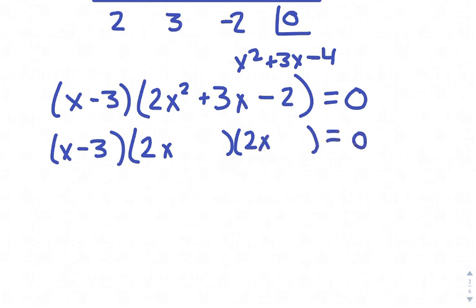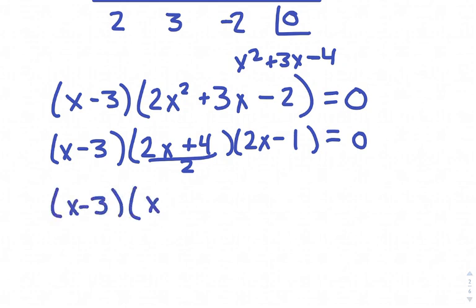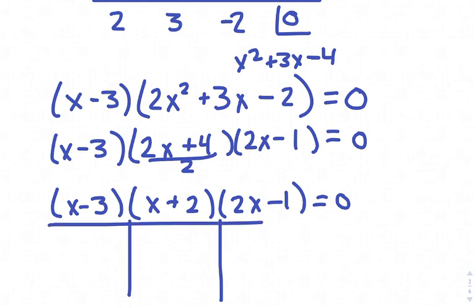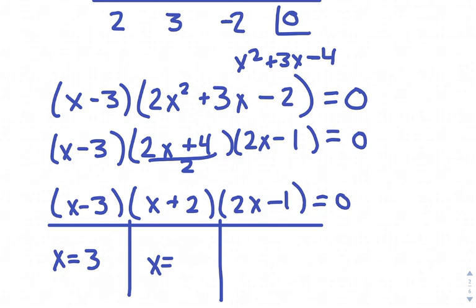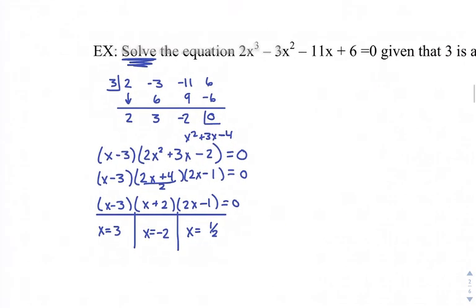Now we need two numbers that multiply to negative 4 but add up to 3. And that would be positive 4 and negative 1. So then I could divide by my 2, which is my GCF there. So I would get x minus 3 times x plus 2 times 2x minus 1. So now I can set each factor equal to 0 and I get x equals 3, x equals negative 2, and x equals 1/2. And that would be my answer to that question.